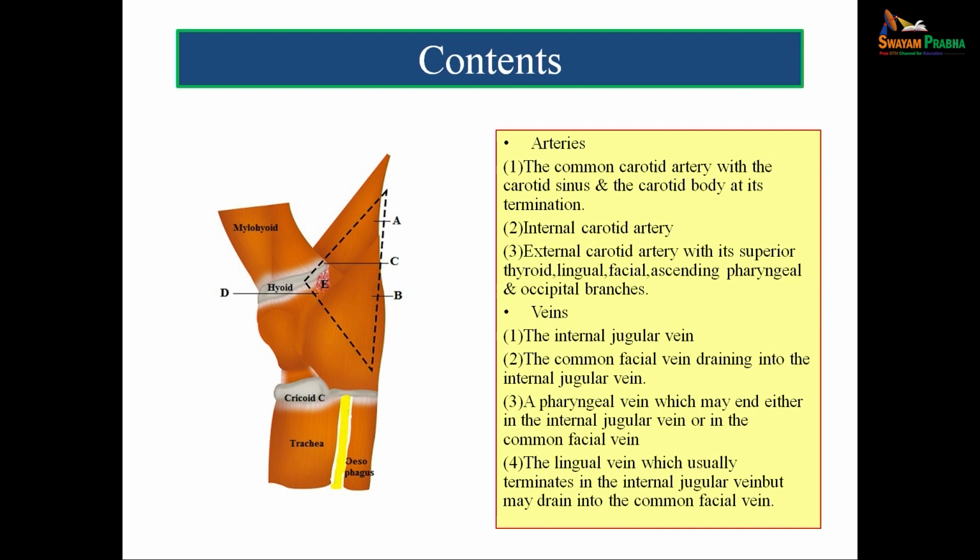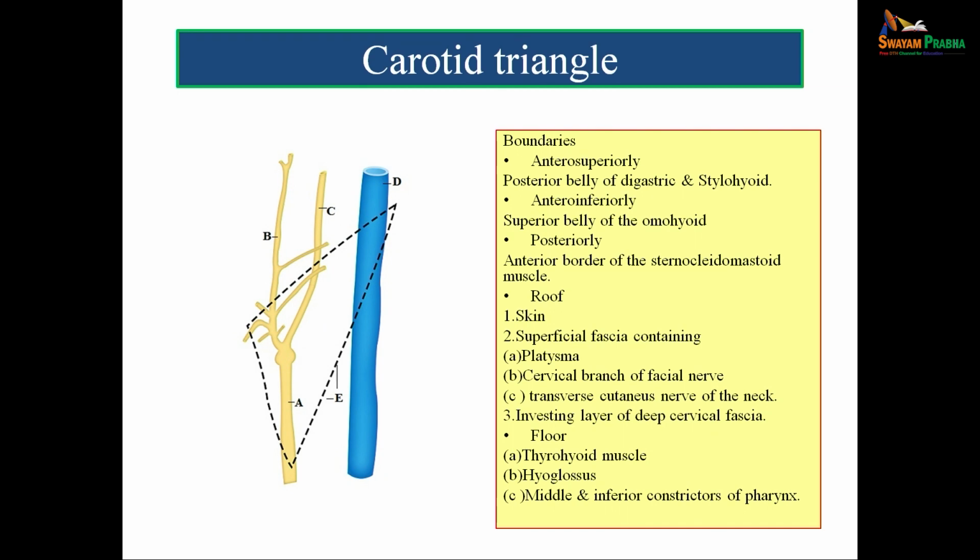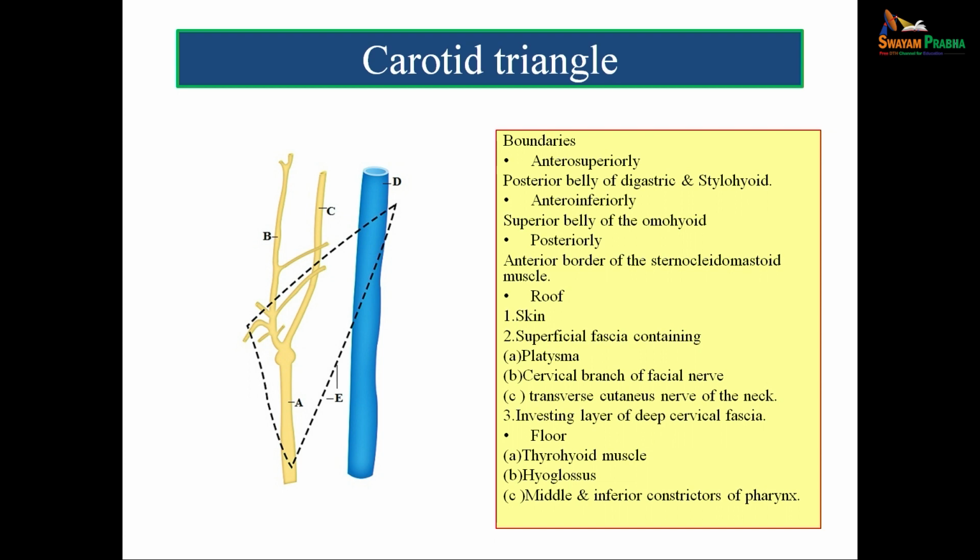Then internal jugular vein, common facial vein draining into the internal jugular vein, a pharyngeal vein which may end either in the internal jugular or common facial vein, and lingual vein are also the contents of the carotid triangle. So, if we see again here, actually there is a sheath of fascia known as the carotid sheath which is enclosing the common carotid artery and the internal carotid artery and the internal jugular vein. D here is representing the internal jugular vein. So, the blood vessels are present in relation to the carotid triangle.